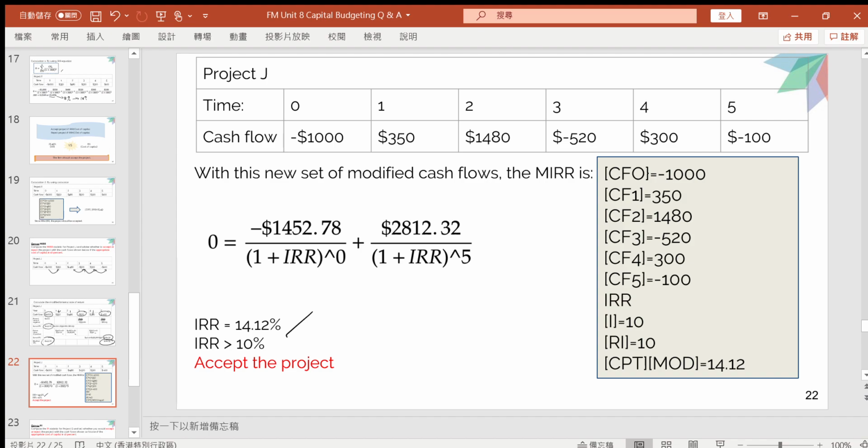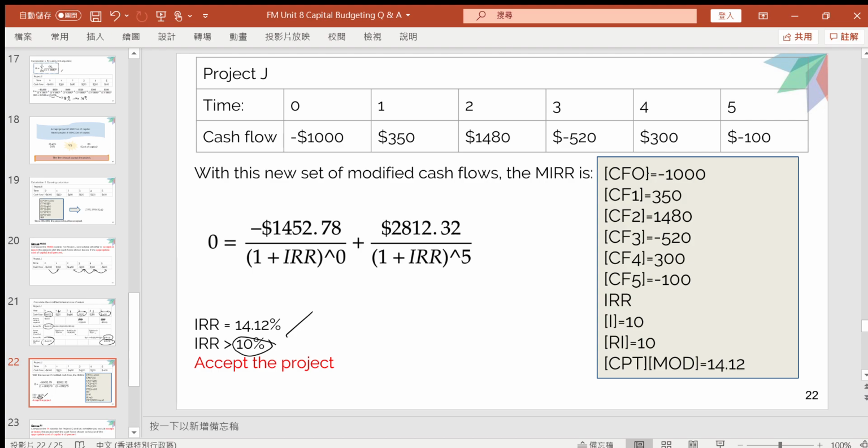Okay, and we will accept the project because the project's return is larger than the cost of the capital. The cost of the capital is 10%. Okay, that is above the cost of capital, and that's why we'll accept according to the benchmark decision making.